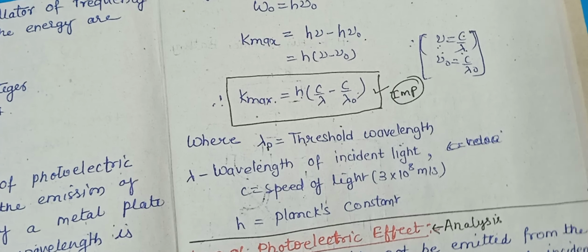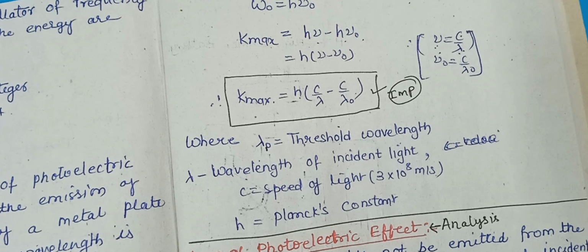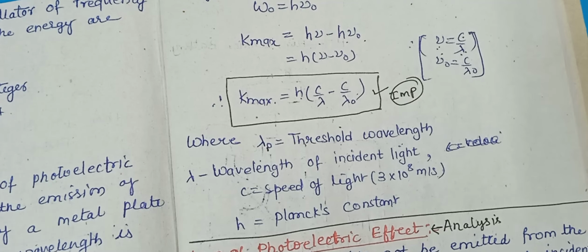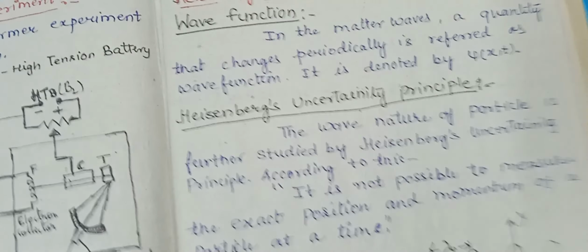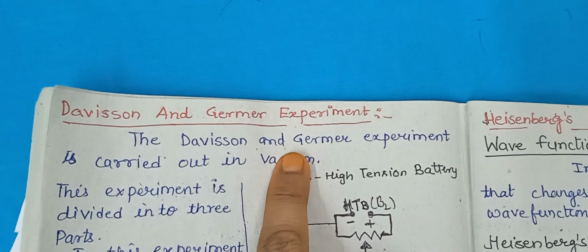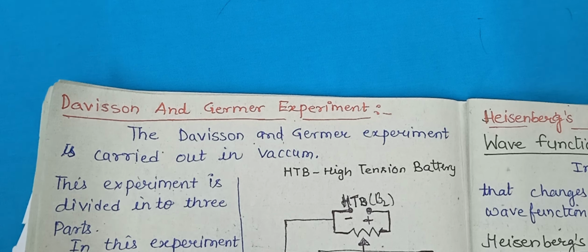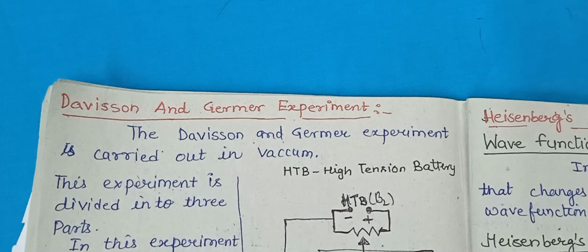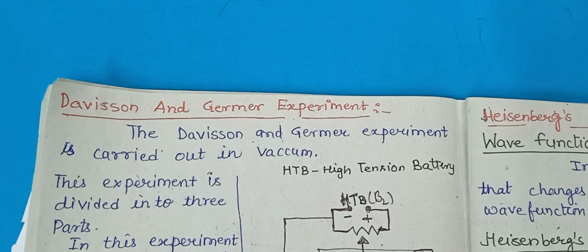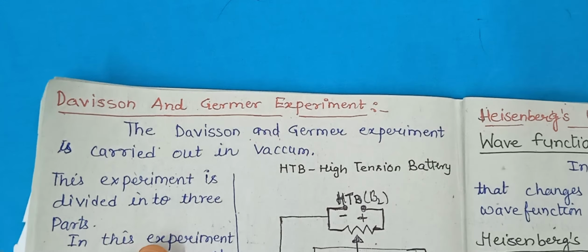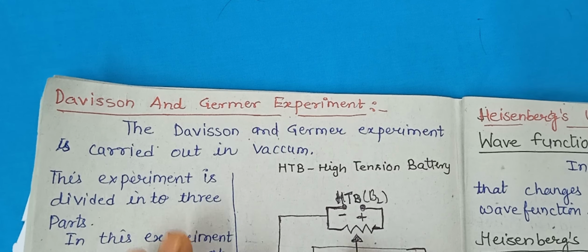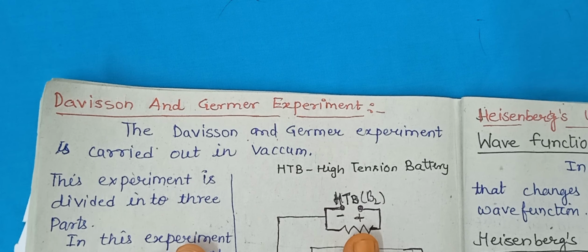So today I explained the photoelectric effect. In the next session I will explain the Davisson-Germer experiment. This experiment will be very useful to explain the wave nature of a particle. This one is also important. In the next session I will explain this. So please be with me.